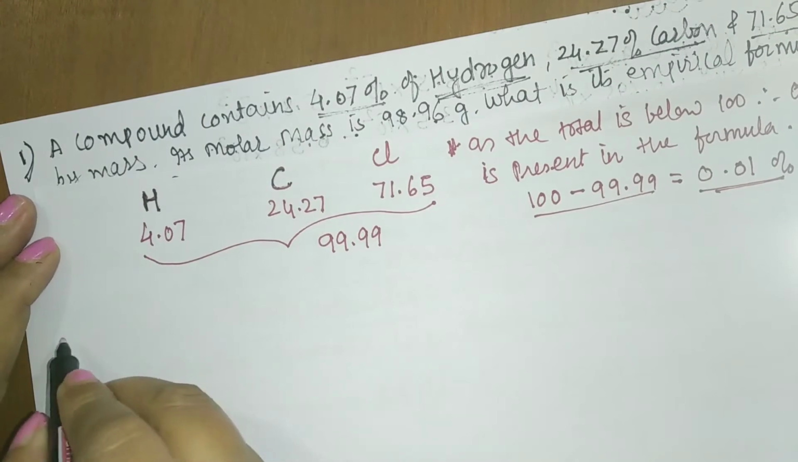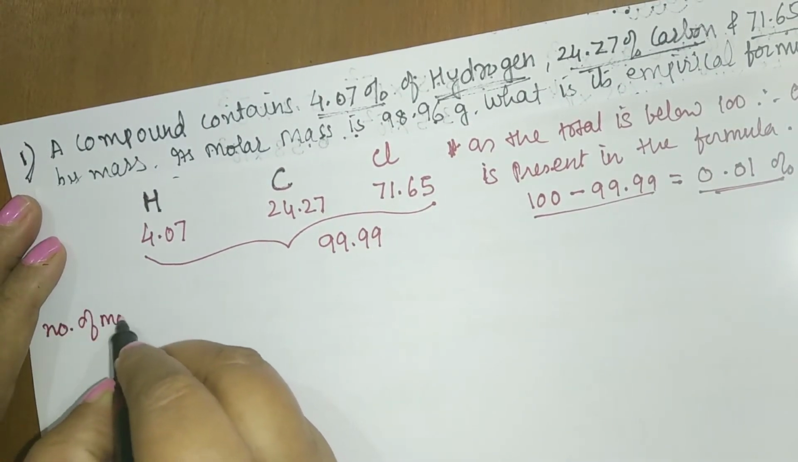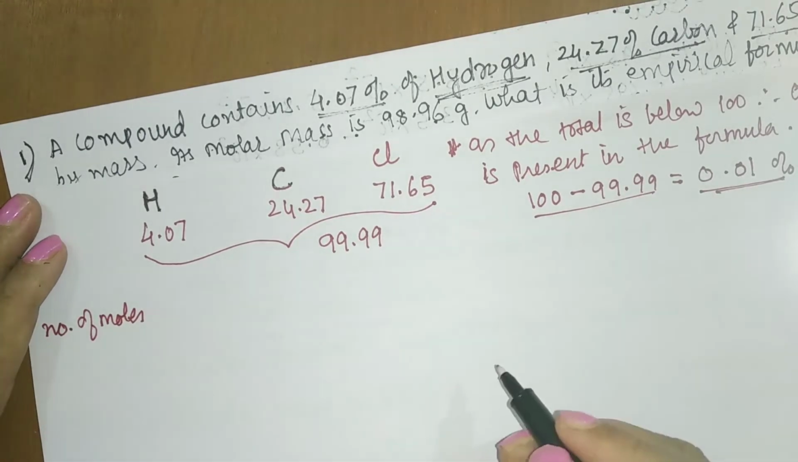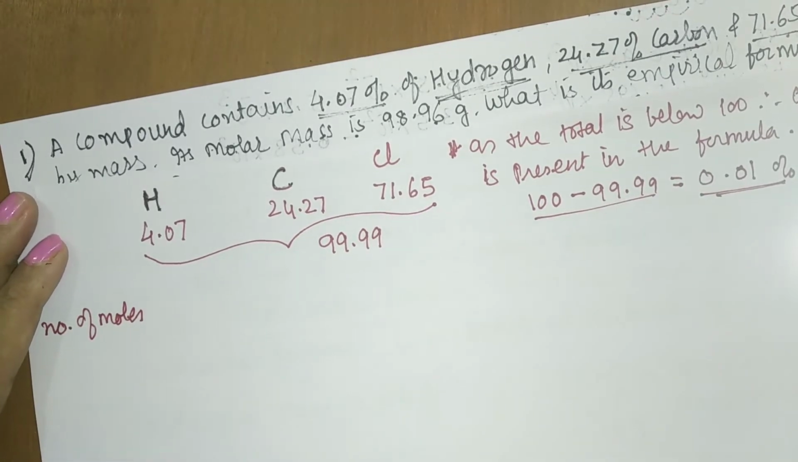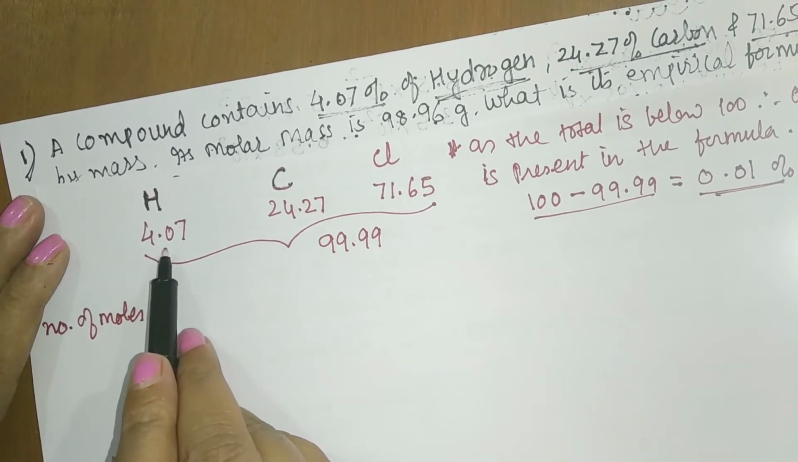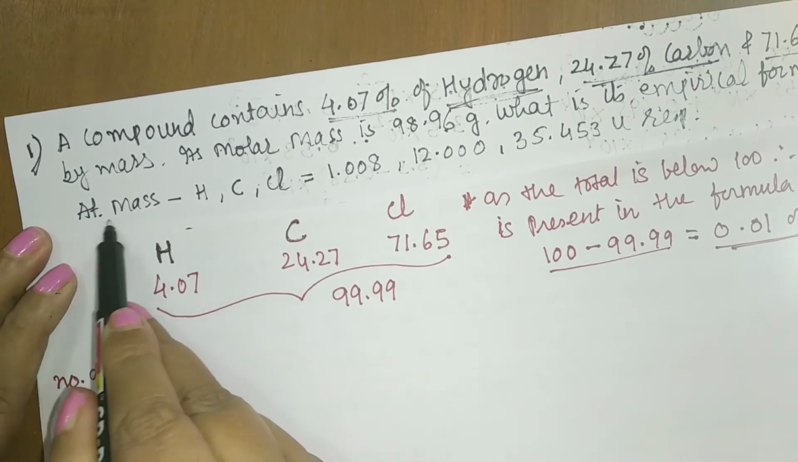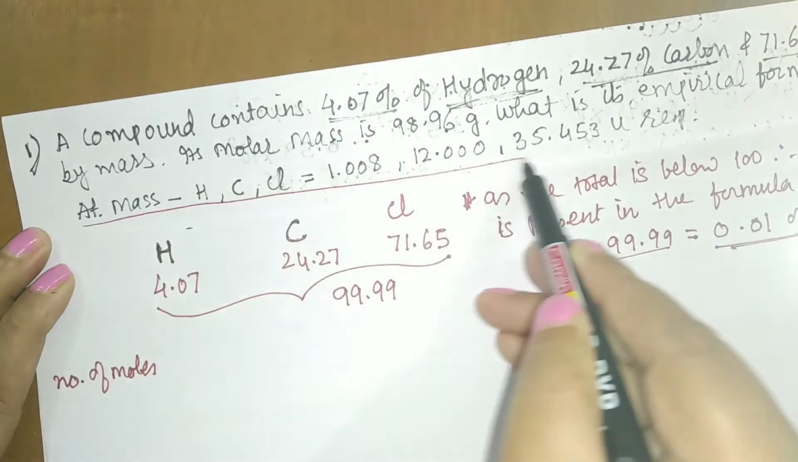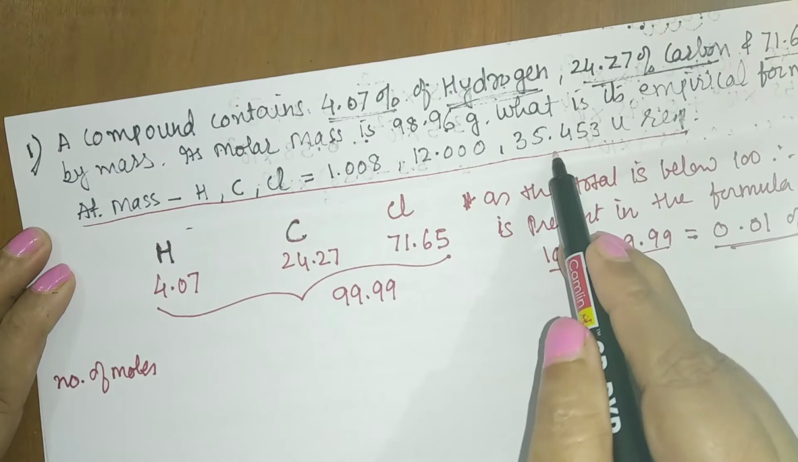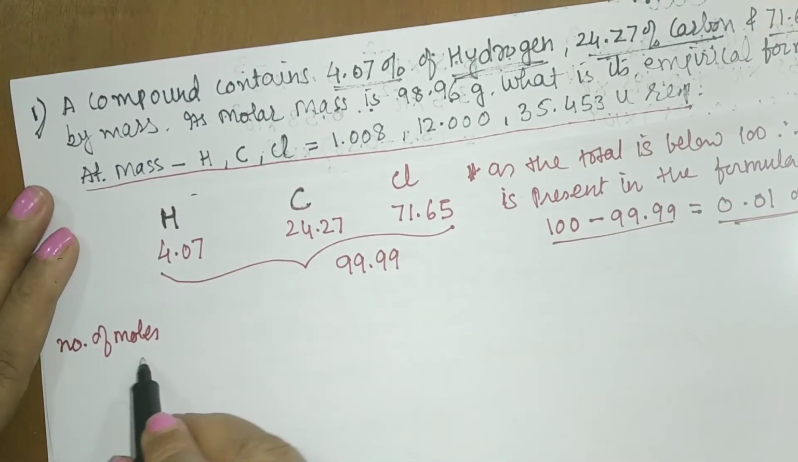Now students, the next step is you have to calculate the number of moles of each constituent element. While calculating the number of moles, you have to divide the given mass by their atomic masses which are given. If you see the question, they have given the atomic masses, and you have to use the exact value of mass what they have given in the data. So let us calculate the number of moles.